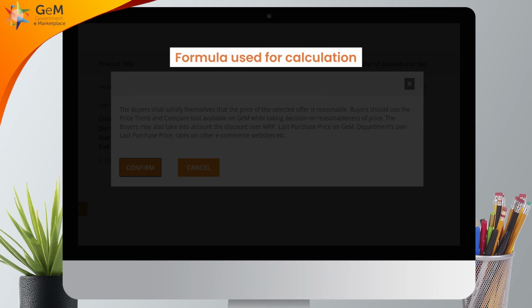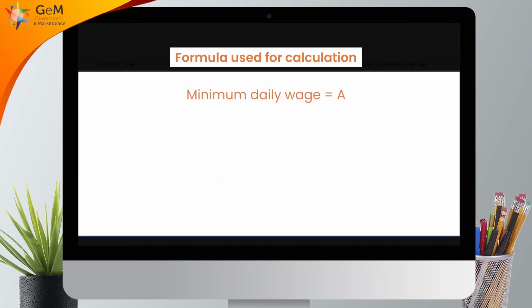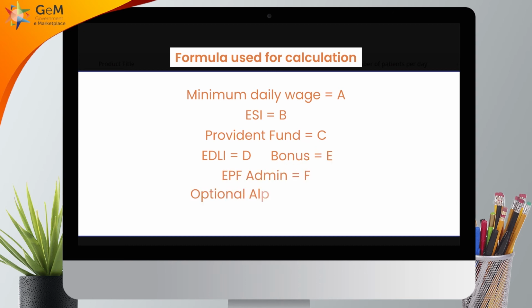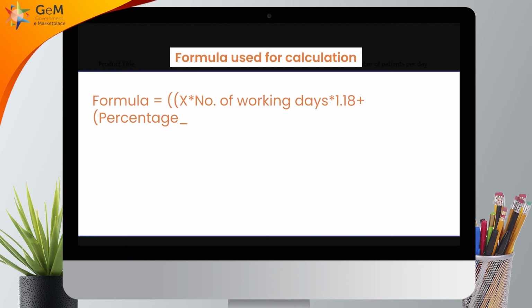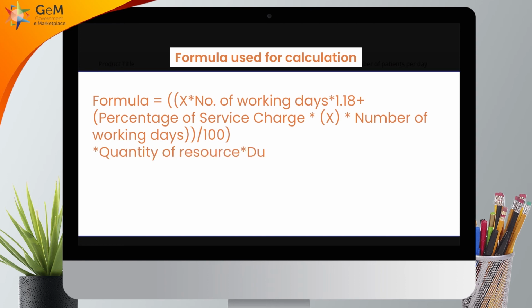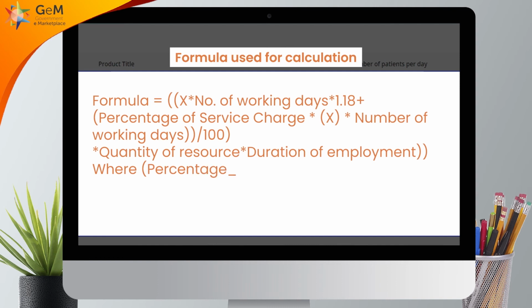Formula used for calculation. Let us suppose, then let the sum x equal a plus b plus c plus d plus e plus f plus g plus h plus i. Hence, the formula will be: formula equals x into number of working days into 1.18, plus percentage of service charge into x into number of working days upon 100 into quantity of resource into duration of employment, where percentage of service charge is equal to commission of service provider.